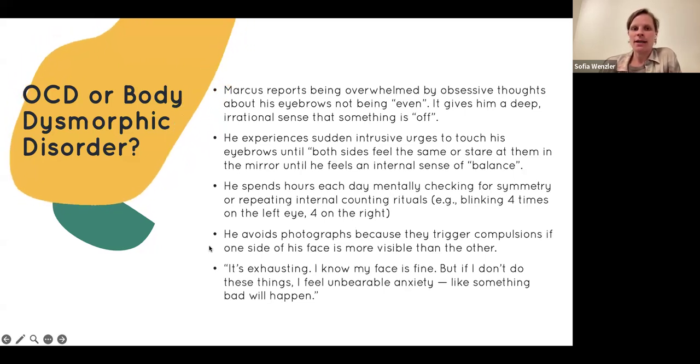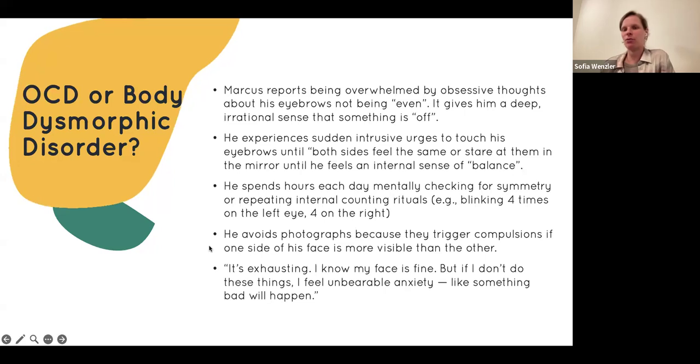Marcus reports being overwhelmed by obsessive thoughts about his eyebrows not being even. It gives him a deep irrational sense that something is off. He experiences sudden intrusive urges to touch his eyebrows until both sides feel the same, or stare at them in the mirror until he feels an internal sense of balance. He spends hours each day mentally checking for symmetry or repeating internal counting rituals, such as blinking 4 times on the left eye and then on the right. He avoids photographs because they trigger compulsions if one side of his face is more visible than the other. It's exhausting. I know my face is fine, but if I don't do these things, I feel unbearable anxiety, like something bad will happen.